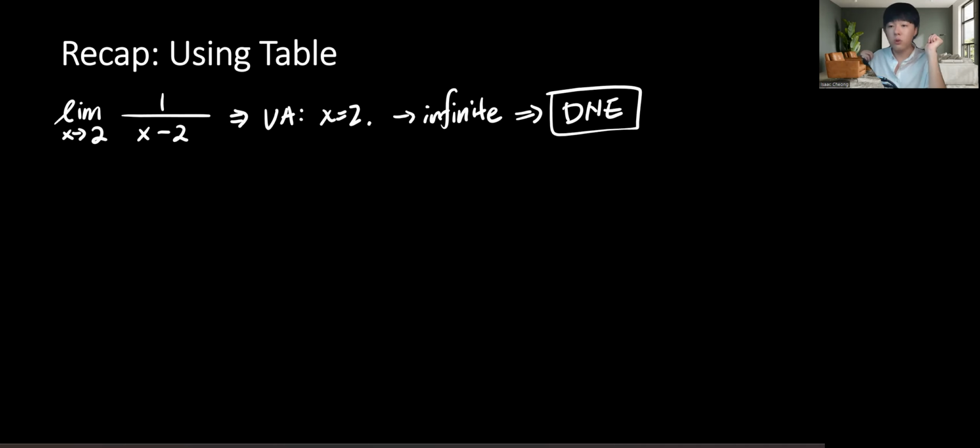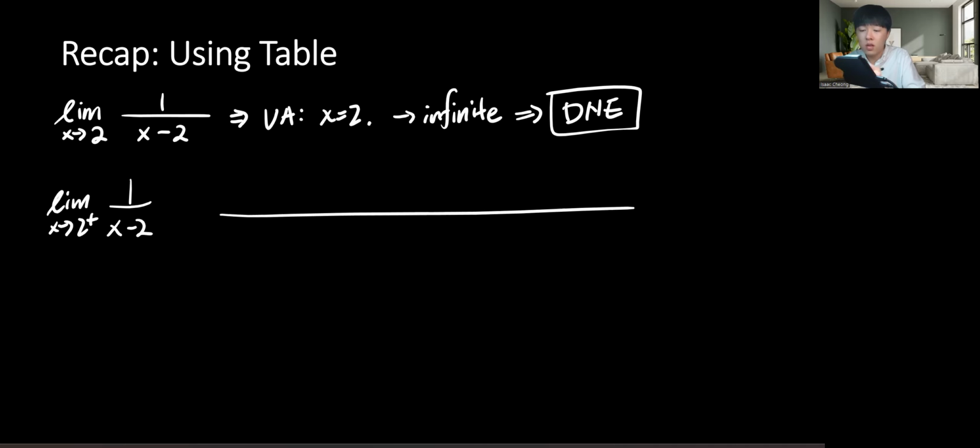However, the reason we are using a table is that sometimes when we are trying to graph it, we need to know if it is going to positive infinity or negative infinity, right? So in order to know where it is going, we can definitely use our table to see where the limit is going. So we can actually use a table for the right limit, using x and 1 over x minus 2.